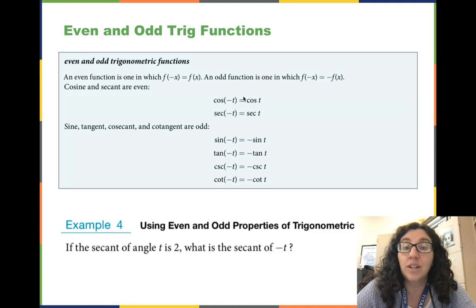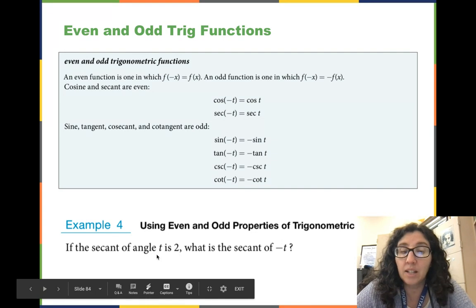So here's a nice summary of it. Cosine and secant are even, and all the rest are odd, okay? So how could you use this easily? If the secant of angle t is 2, what is the secant of negative t? Well, also going to be 2.